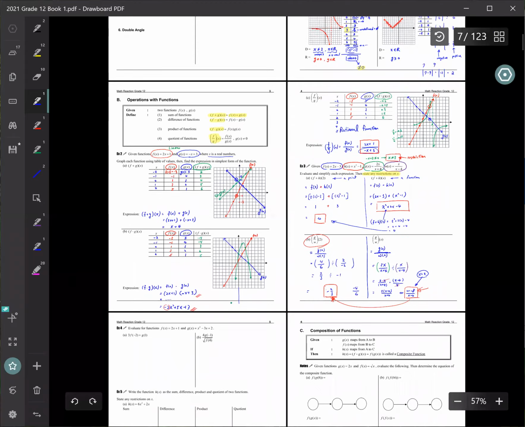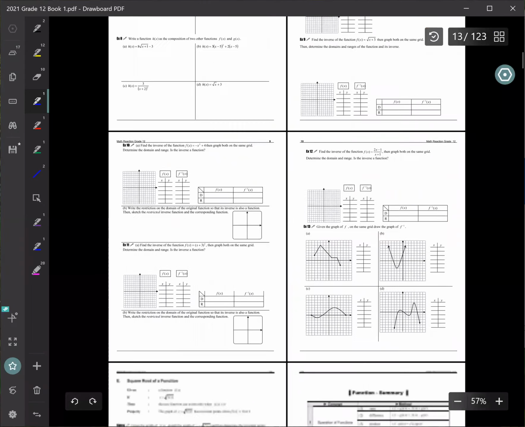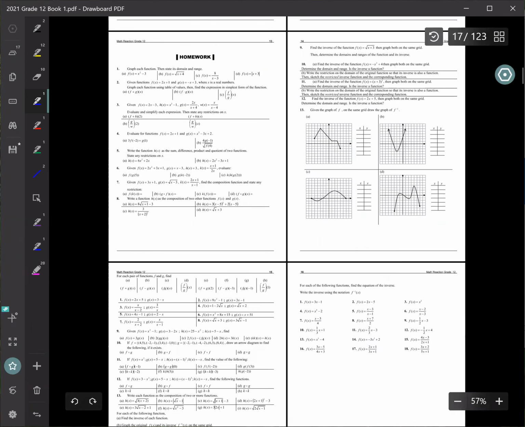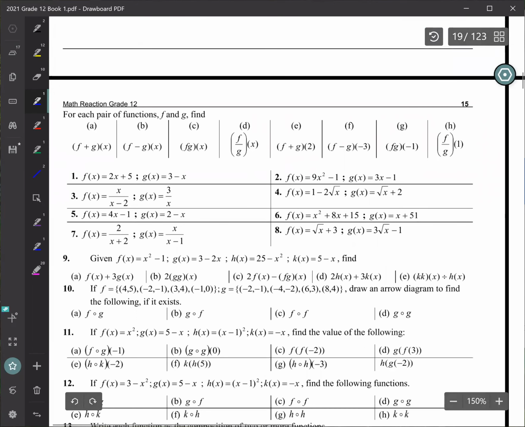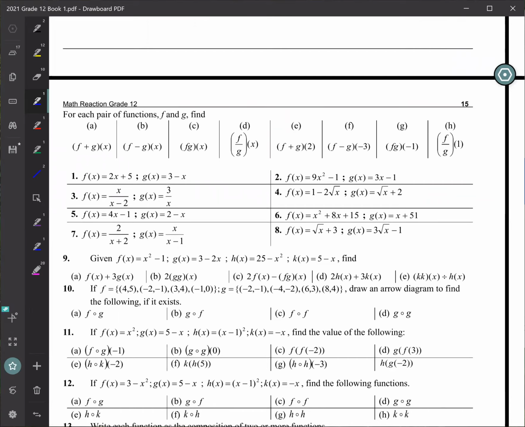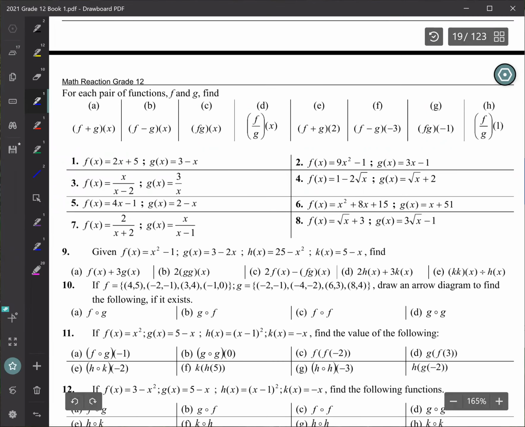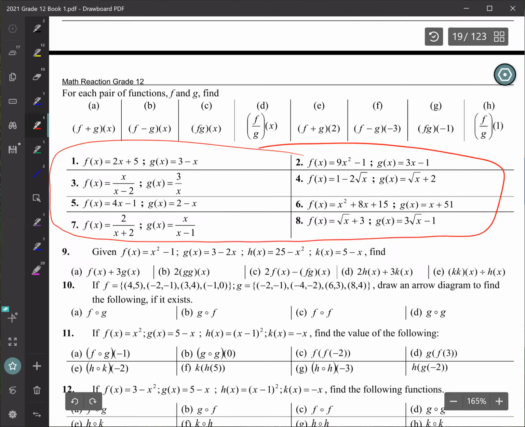Okay, so just quickly go over the homework, okay? So homework, it will be, where is it? Okay, page 15. I'll write it in Google Classroom as well, okay? It will be 1 to 8, right? You have different functions here, different pairs, and then each of them you need to find A, B, C, D, E, F, G, H.